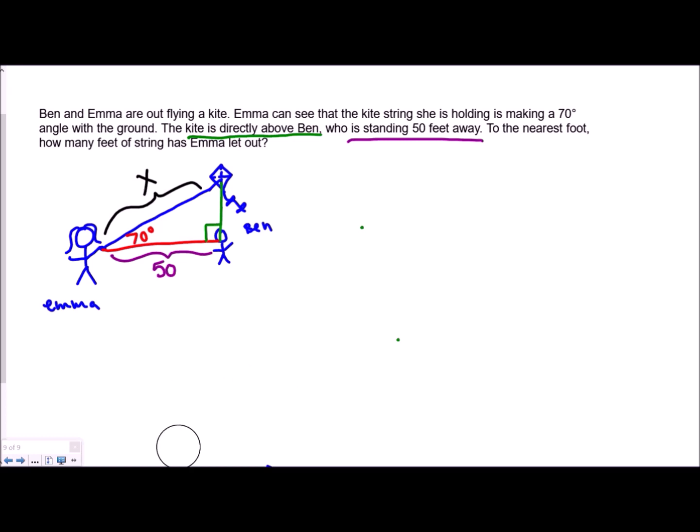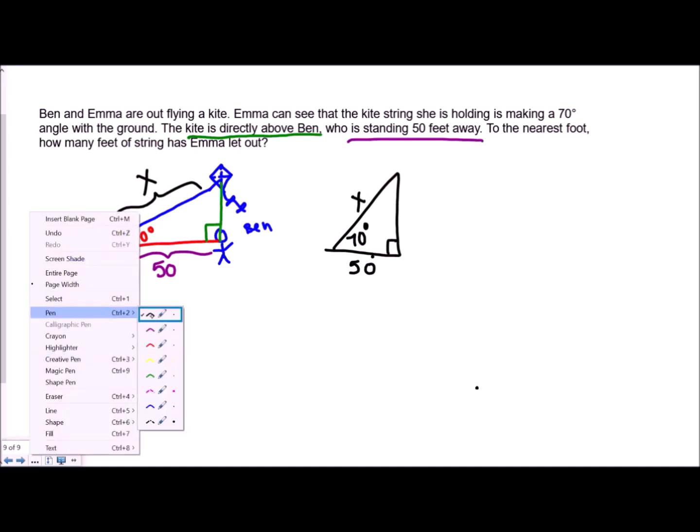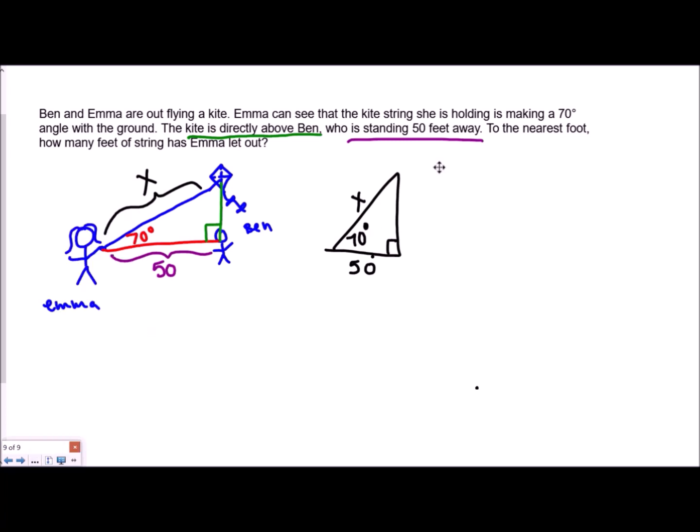All right, we now have our right triangle. Emma's over here. We've got 50 down below, 70 here, and we're trying to find x. All right, let's label. Theta is 70. I'm given an adjacent of 50, and we have to find the hypotenuse. Okay, adjacent and hypotenuse.